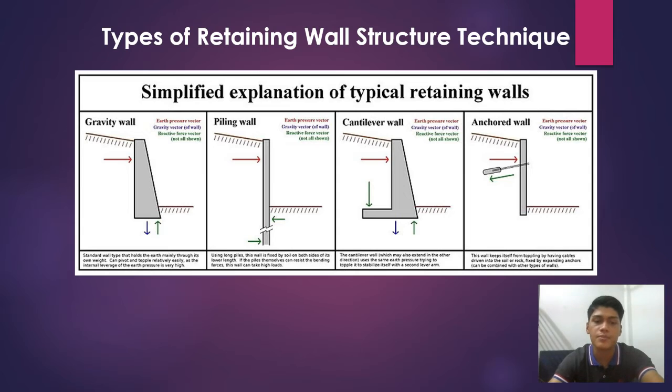When space is limited or a thin retaining wall is necessary, an anchored retaining wall is used and built. This type of anchored retaining wall is appropriate for loose soil over rock. This sort of retaining wall prevents toppling by using cables driven into the soil or rock and held in place by expanding anchors, which can be integrated with other types of wall.